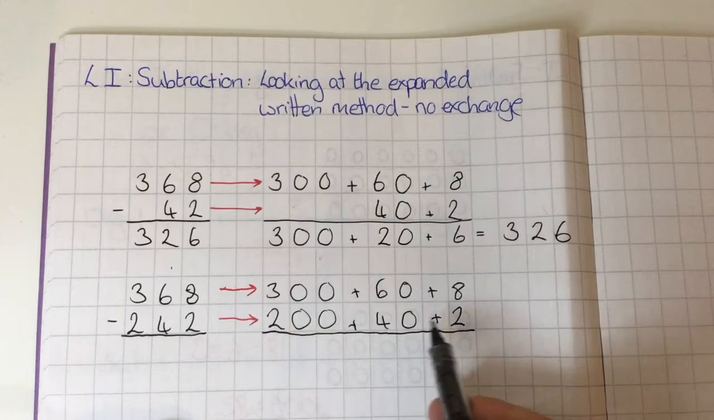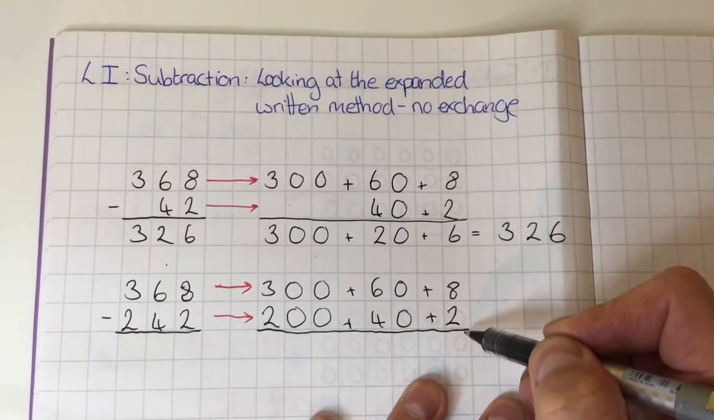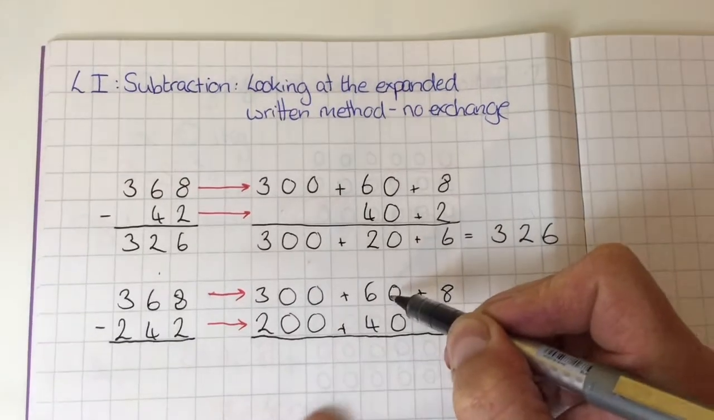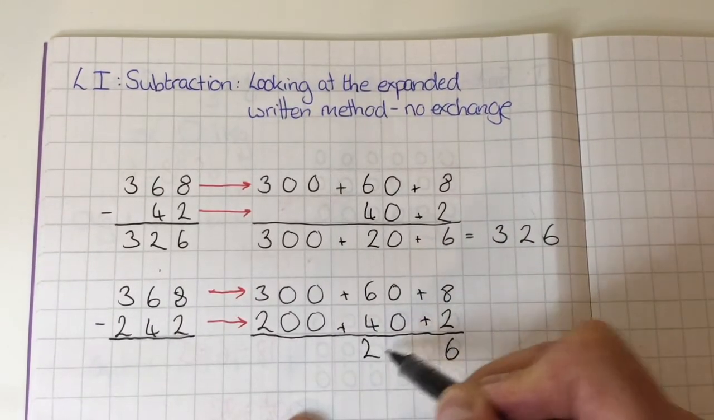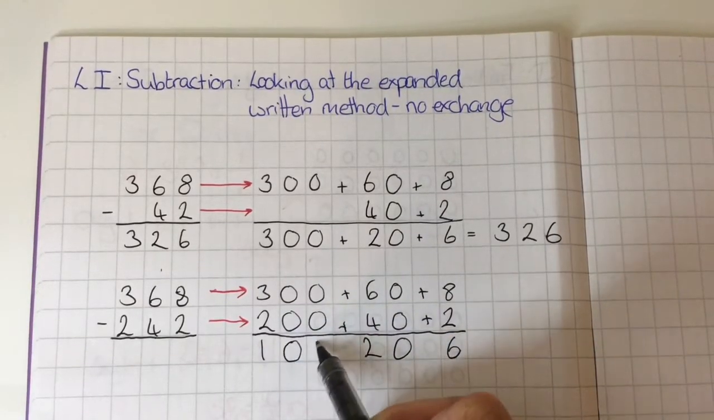There's no way you would do that without a ruler. So let's have a go at the whole calculation. 8 take away 2 is 6. 60 take away 40 is 20. 300 this time take away 200 is 100.